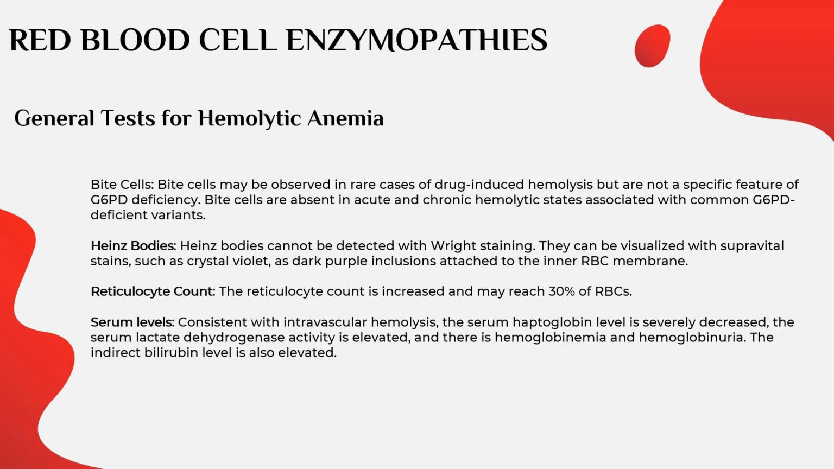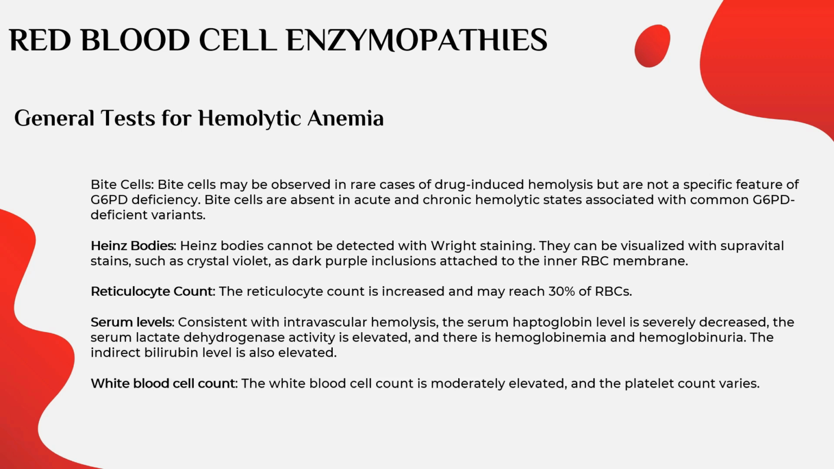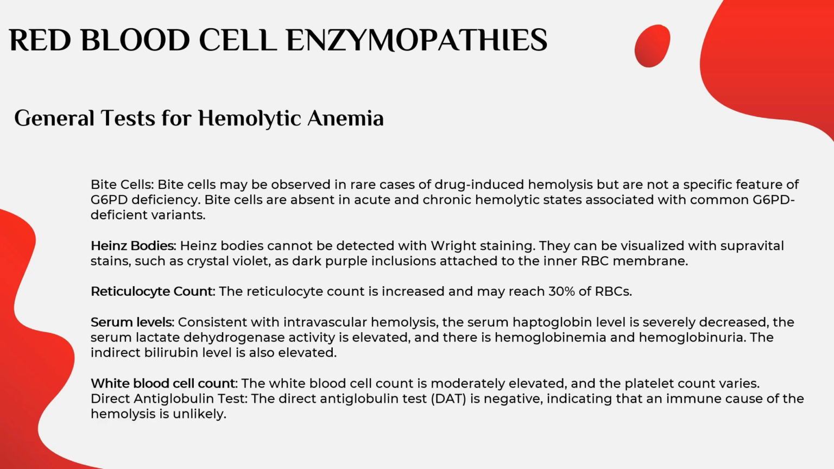Serum levels. Consistent with intravascular hemolysis, the serum haptoglobin level is severely decreased, the serum lactate dehydrogenase activity is elevated, and there is hemoglobinemia and hemoglobinuria. The indirect bilirubin level is also elevated. The white blood cell count is moderately elevated, and the platelet count varies. The direct antiglobulin test, DAT, is negative, indicating that an immune cause of the hemolysis is unlikely.